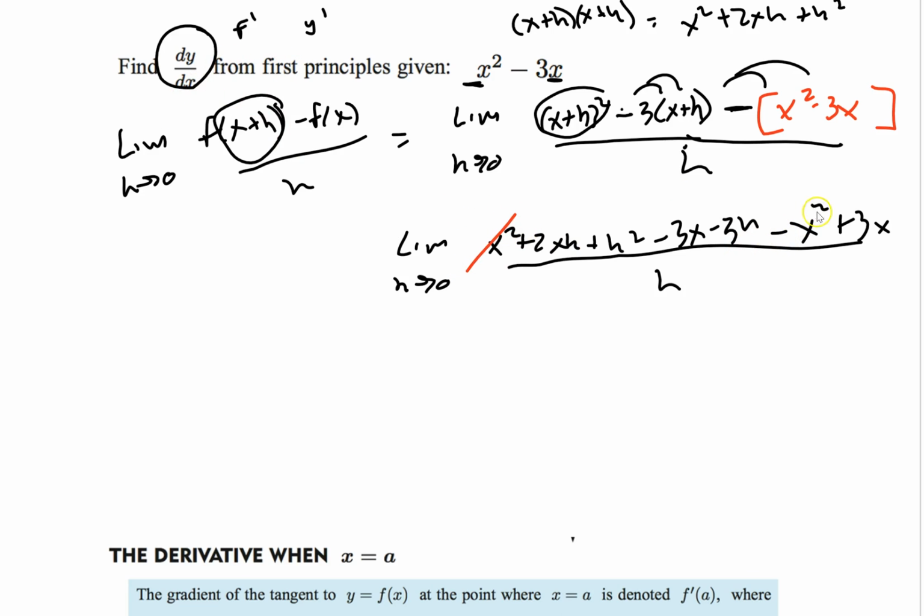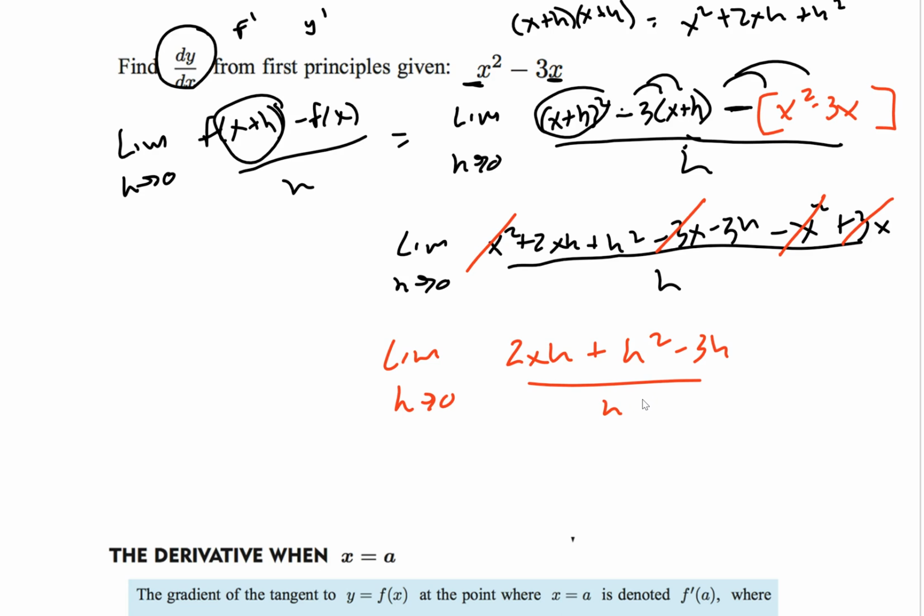Right, so these cancel. Look, there's a negative 3x and a positive 3x. General rule, anything without an h is going to cancel, but that's a general rule, if you do it correctly. So we end up with the limit as h approaches 0 of 2xh plus h squared minus 3h, all over h.